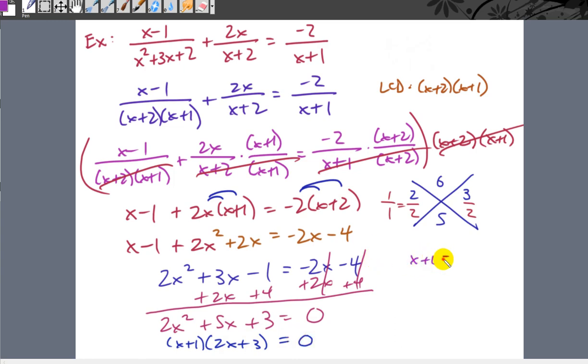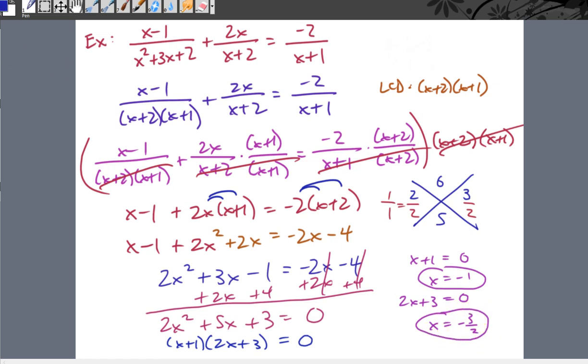So we have x plus 1 equals 0. Solve that, we get x equals negative 1. Then we have 2x plus 3 equals 0. Subtract 3 on both sides, divide by 2. And then we get x equals negative 3 halves. So these are our possible solutions that come out of this.